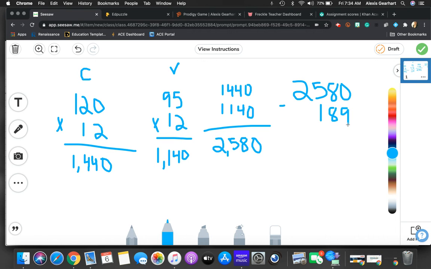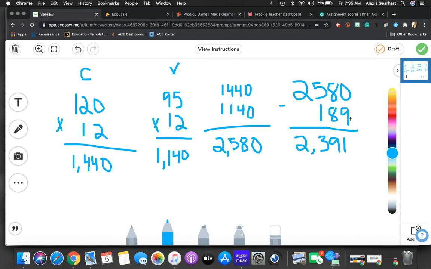189. And the reason we're subtracting 189 is because we know that's what's left. So the answer to this problem is going to be how many they sold. So the answer to 2,580 minus 189 is 2,391. So the PTA sold 2,391 cupcakes.